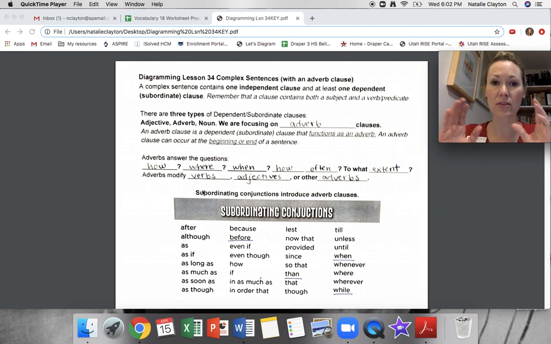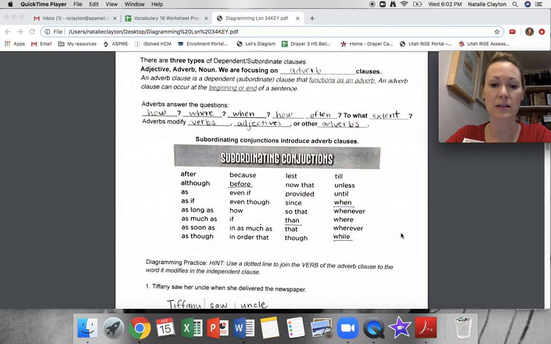So when you're looking at these clauses, you know that it's still going to act like an adverb, and so all those rules still apply. So the adverbs can only modify verbs, adjectives, or another adverb. So they will modify one of those things in the independent clause. So subordinating conjunctions introduce adverb clauses. Here are a bunch of them. There are some more, but here's a really good list.